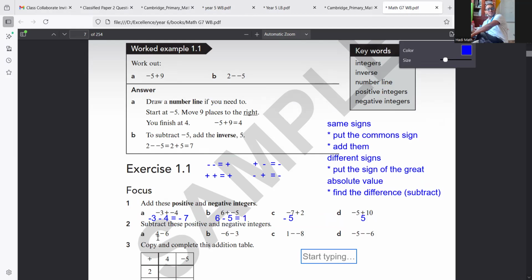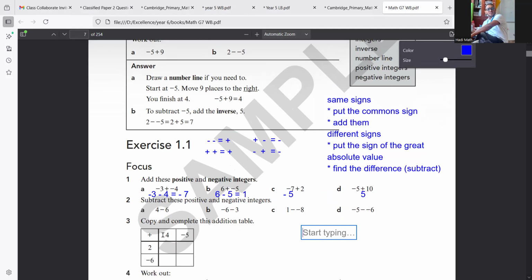Go to question number 2. Don't take this as addition and don't take this as subtraction. Look at them as same sign or different sign. 4 minus 6. Look at the 4 on the left, there is no sign, which means 4 is positive. And the 6 on the left has a minus, which means 6 is negative.